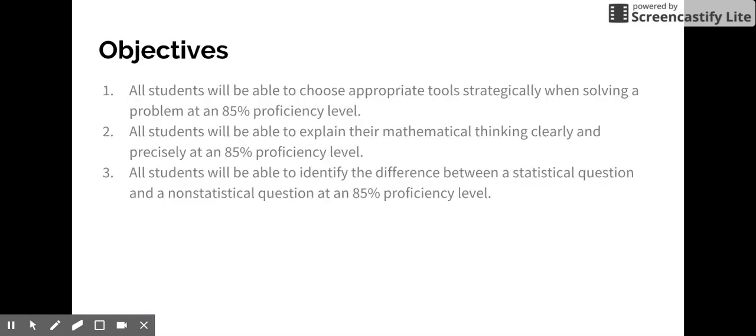So today's objectives are, by the end of this, you'll be able to choose appropriate tools strategically when solving a problem at an 85% proficiency level. You'll be able to explain your mathematical thinking clearly and precisely. And you'll be able to tell the difference between a statistical question and a non-statistical question.